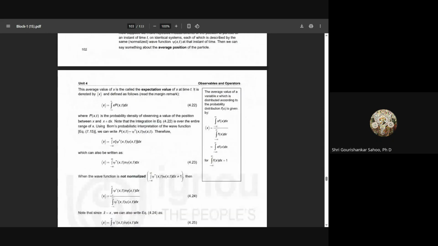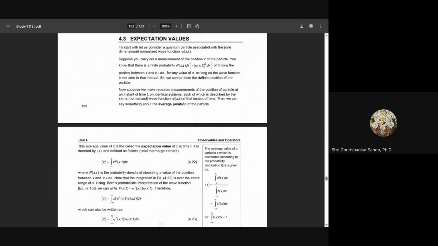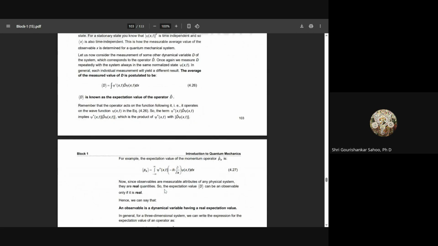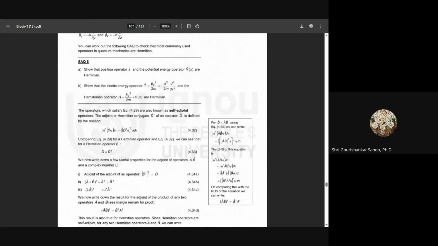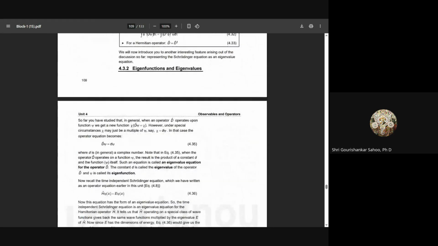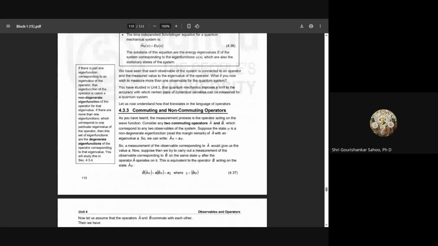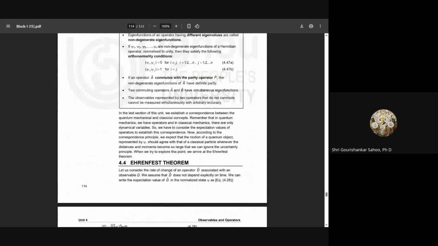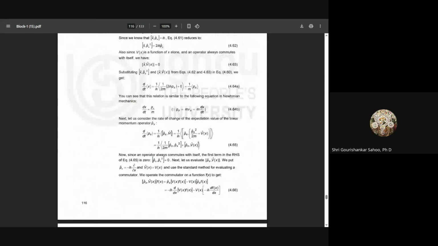A is the operator whose expectation value, as I have told you earlier in the Hilbert space, we have discussed, and here also the average value of psi is equal to the integral from minus infinity to infinity of x f(x) dx. Eigenfunction and eigenvalue we have discussed in the first class. Then the Ehrenfest theorem. So what is the Ehrenfest theorem?